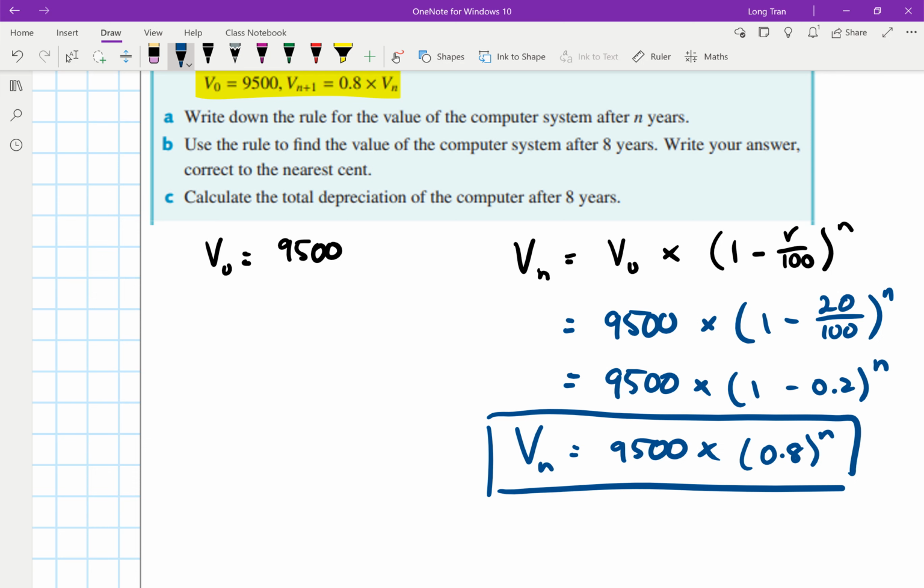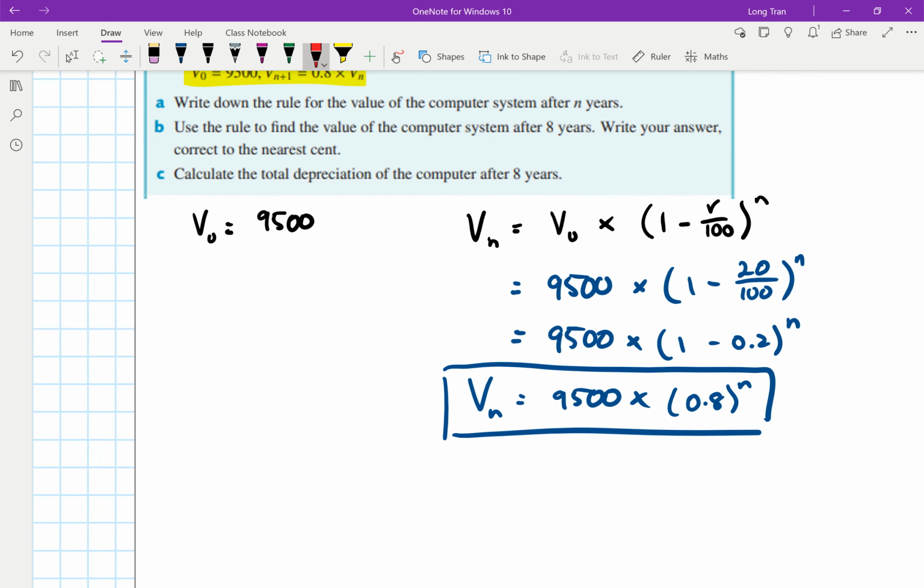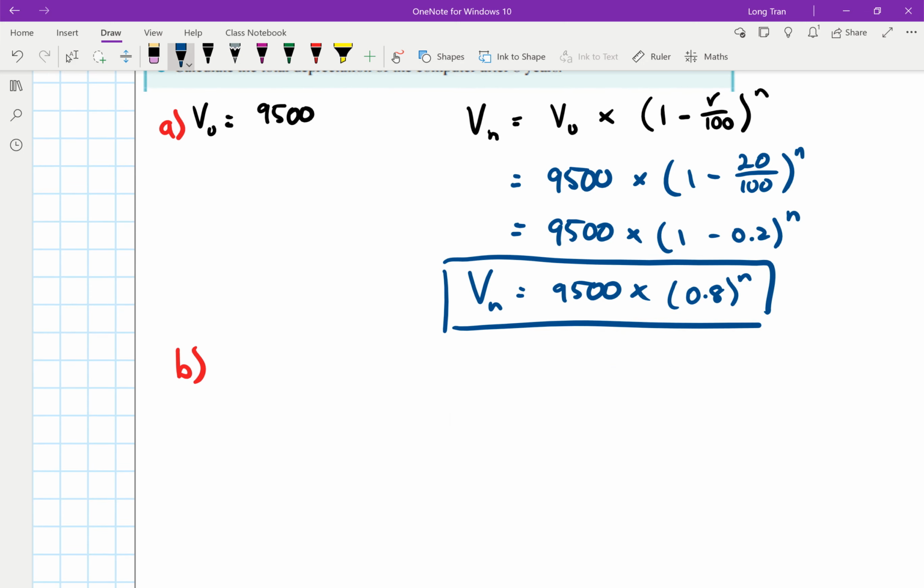So, to answer the first question, that was A. B was use the rule to find the value of the computer system. So I want to find the value of the computer system after 8 years. So if I know it's compounded every year, write your answer correct to the nearest cent. Here we go. I would then say, well, I want after n equals 8 years, so if there's 8 years, that means it's going to compound 8 times. So I know n has to be 8.